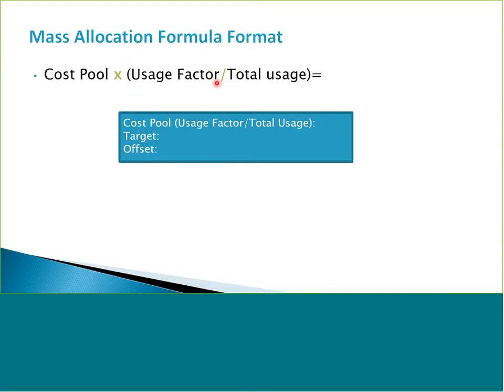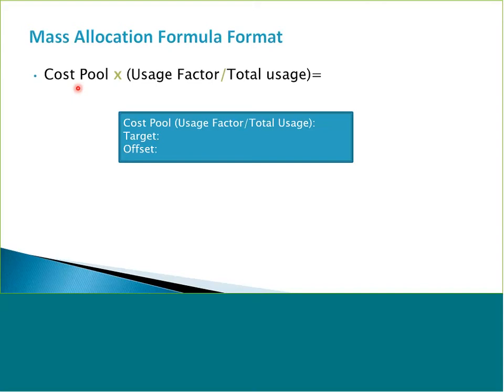Or if you're dividing this among maybe projects, you can say maybe the total number of projects in a certain city or something like that. But the usage factor is what usually determines how much will go to each entity that you are reallocating your cost pool among.